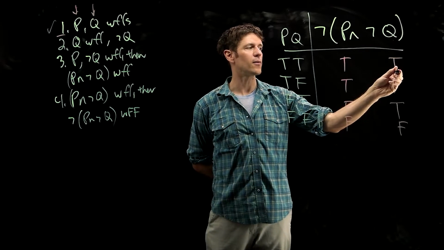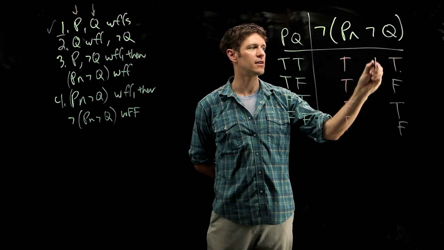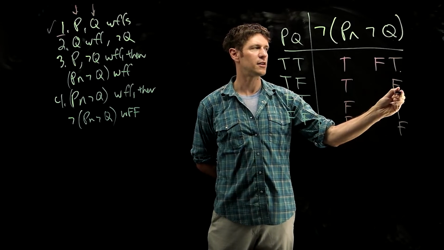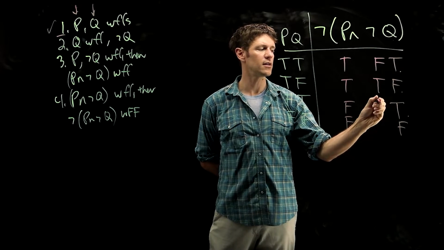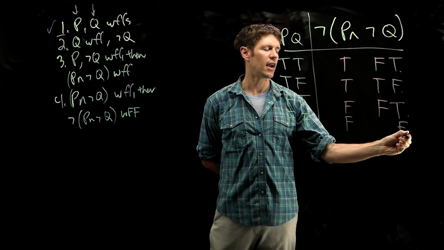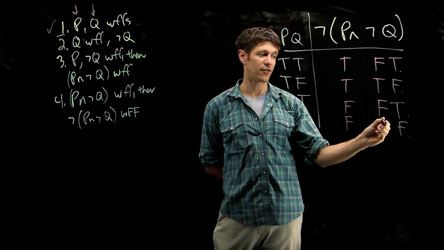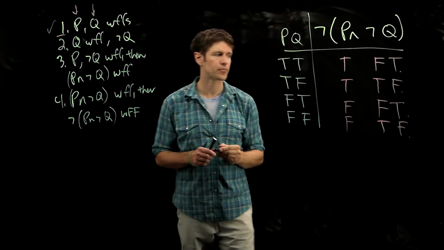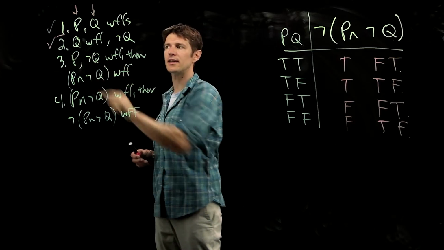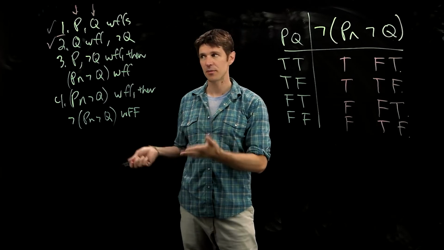So we're going to go row by row. Well, Q is true here, so not Q would be false. Q is false here, so not Q would be true. Q is true here, so not Q would be false. And Q is false in the final row, and so not Q will be true. All right, I have completed the second step. Let's move on to step 3.